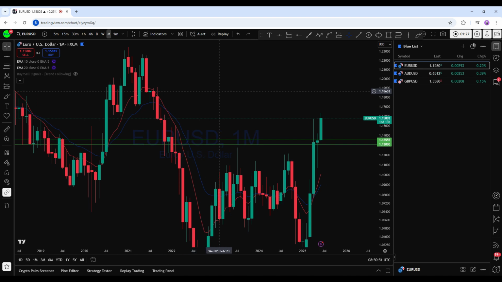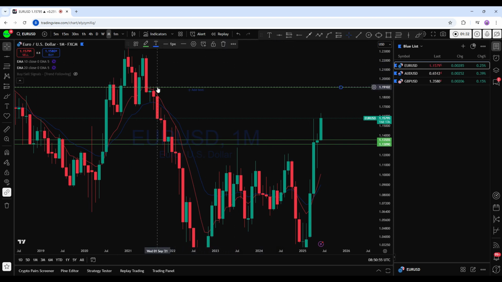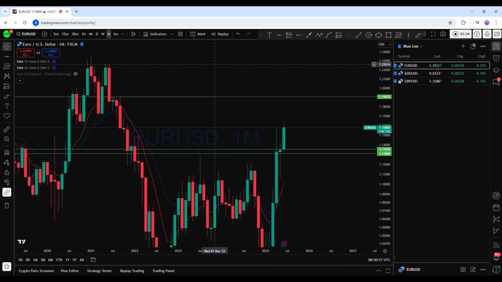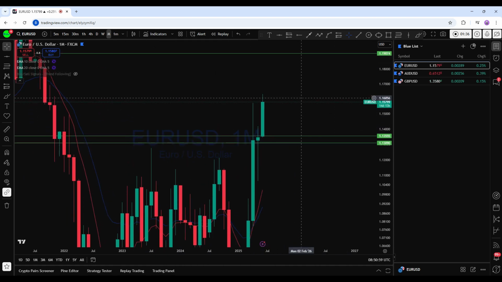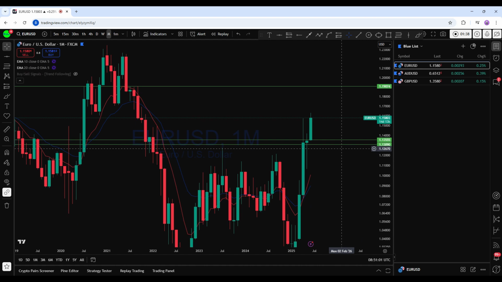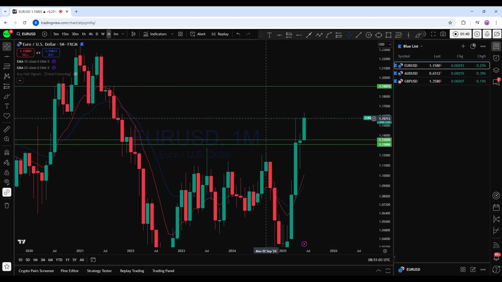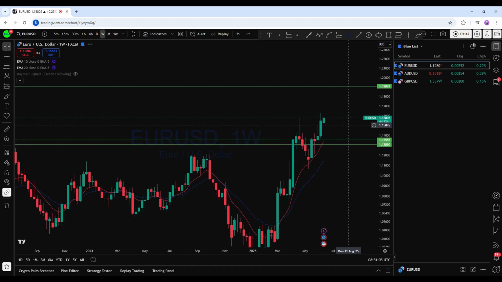So what I think is that this month the price may try to retest this key level or even break above it further to create a new higher high. So from the monthly we can expect EURUSD still to push back to the upside here.